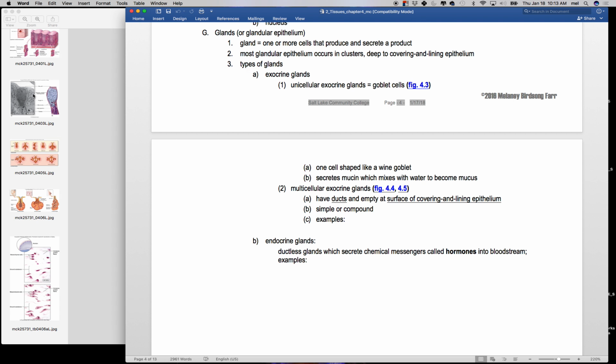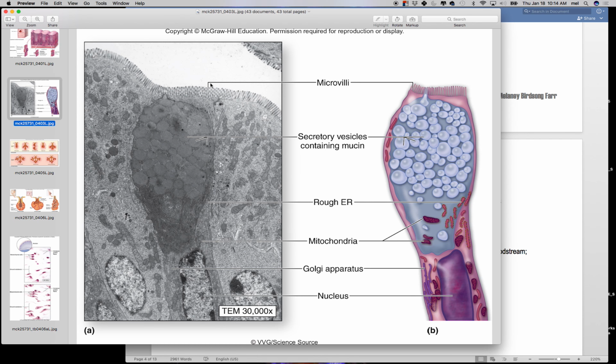That means that a goblet cell, this is a transmission electron micrograph of a goblet cell, is a gland, isn't it? It's just a unicellular gland, producing and secreting a product. So this is what a goblet cell looks like up really close if you haven't seen those. The reason it looks like a goblet is because the nucleus is way down at the bottom and it makes the bottom look really skinny, right? And then the rest of it is kind of wider at the top. It produces this protein called mucin, which when you mix it with water forms mucus, right? And then it dumps it onto the surface, right? So that is a unicellular gland.